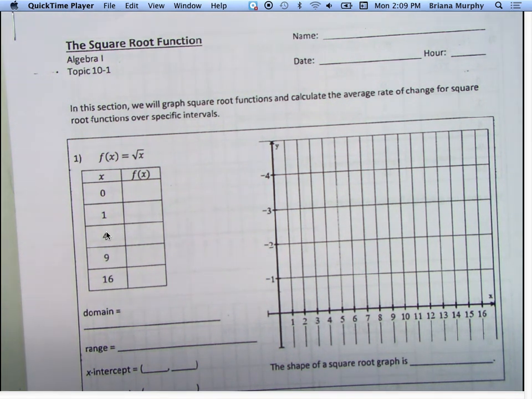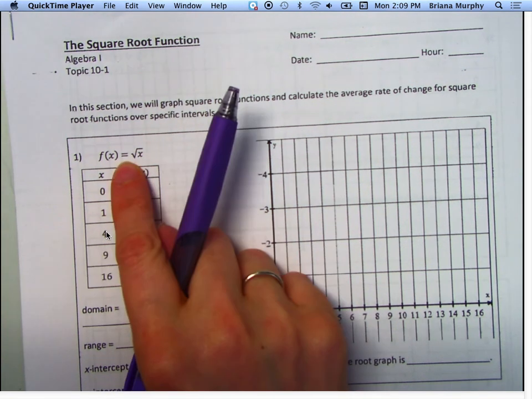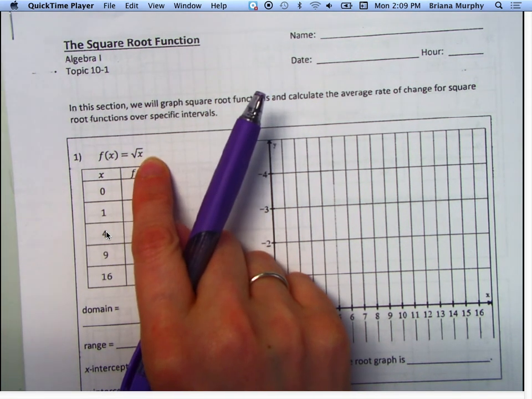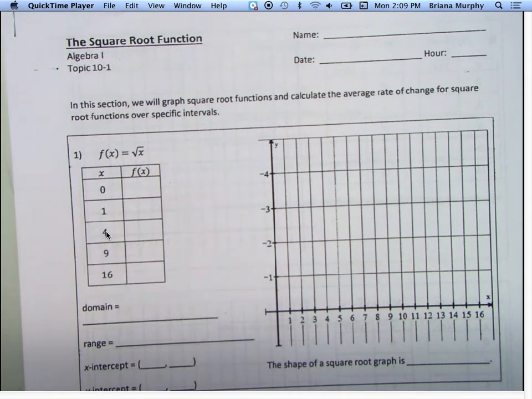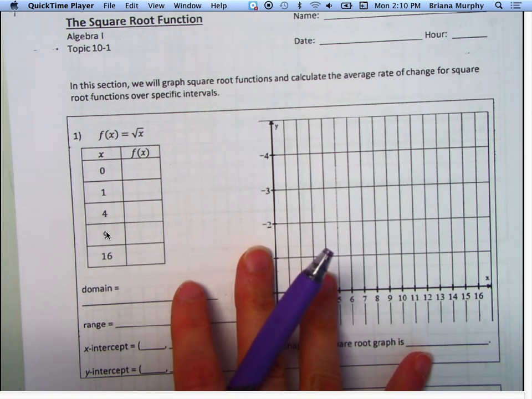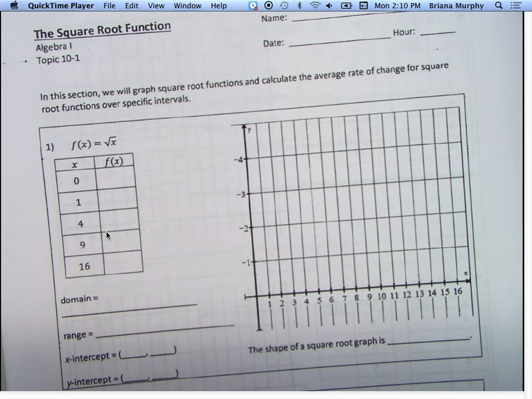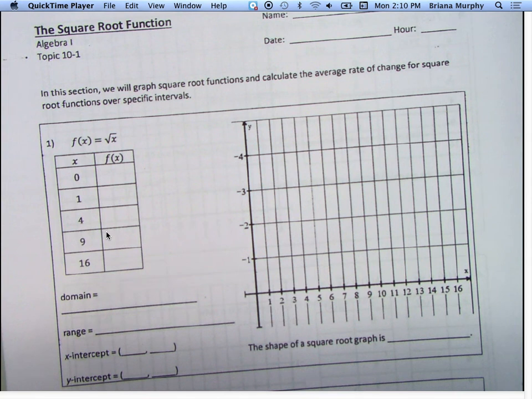All right. So we have f of x equals the square root of x. I picked these numbers to do it. Why did I pick those numbers right there? Let's look at them for a second. Don't answer out loud. Just look at them. Why do you think I would pick those? Raise your hand. Why, Jamie? Because they each have a perfect square root. They're each a perfect square root, right?